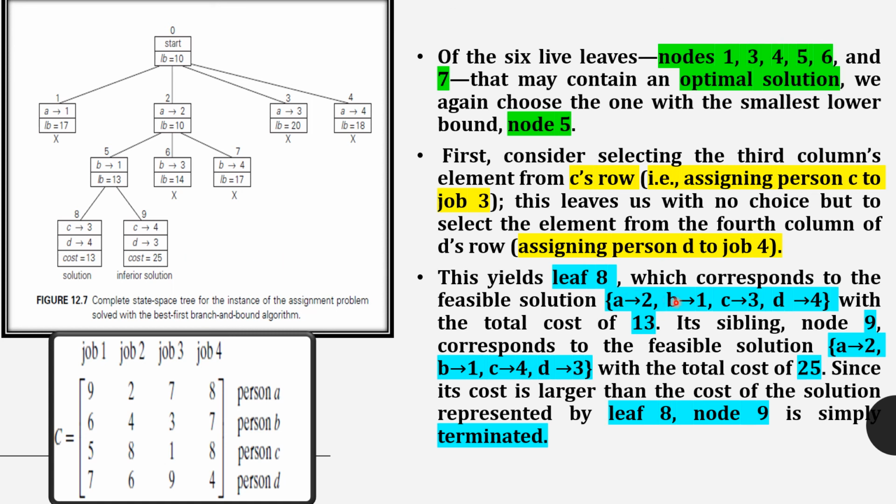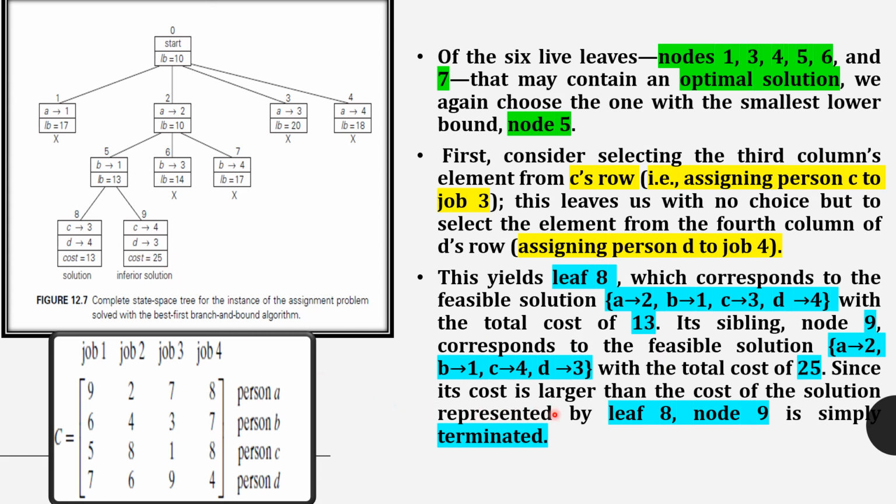Then this leaf 8 corresponds to the feasible solution. A is 2, that means job 2 to A, job 1 to B, job 3 to C, and job 4 to D, right? With the total cost of 13. Its sibling, node 9, corresponds to the feasible solution: job 2 to A, job 1 to B, job 4 to C, job 3 to D, with a total cost of 25. You can see 25, right?